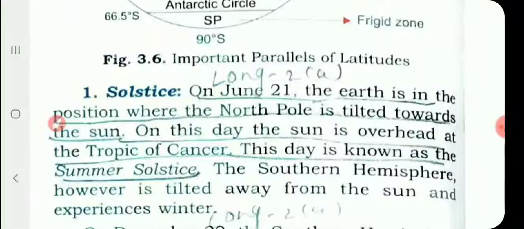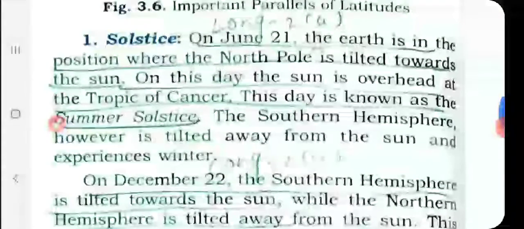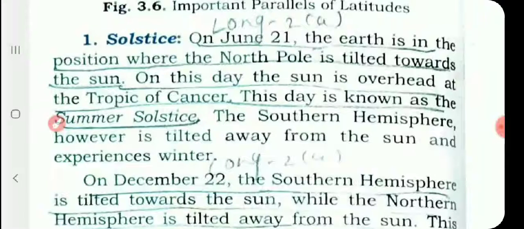So let us see what the days of solstices are. On June 21st, next month, just remember, the Earth is in the position where the northern pole is tilted towards the sun. You know, India is in the northern hemisphere. On this day, the sun is overhead at the Tropic of Cancer. This day is known as the summer solstice.